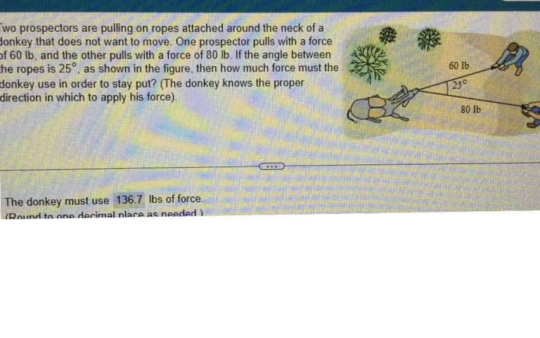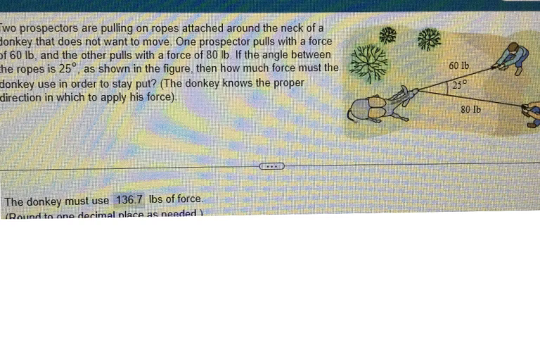Okay, and the next one is kind of the same thing, except they've already got a drawing and a scenario that they're setting up here. You can see that one prospector is pulling with 80 pounds, the other is pulling with 60 pounds, and there's a 25-degree difference between those two vectors. We want to know, what is their total force that they're pulling with? Well, when it's set up like this, if I were to connect the two ends, that's not the resultant force, because they're both pulling in the same direction.